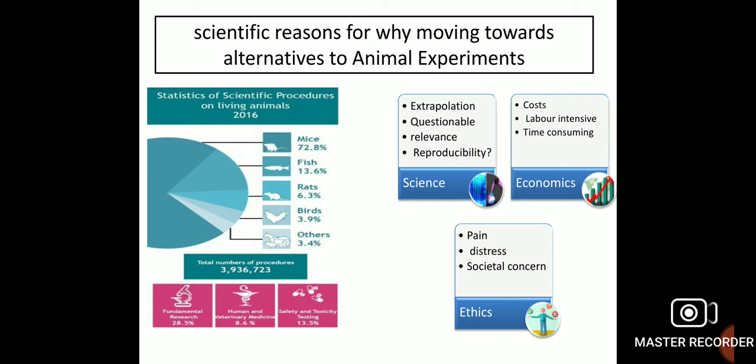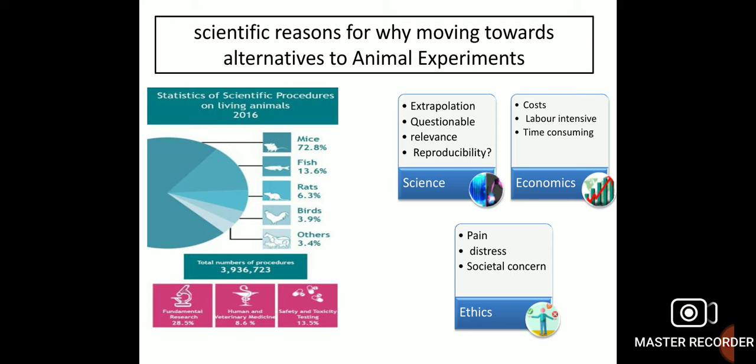Now we will see what the scientific reasons are for moving towards alternatives to animal experiments. In the left pie chart, we will see the percentage of animals used, that is mice, rat, fish, birds. These are used in different procedures. Around 72% are mice used in laboratory procedures for various purposes. So what are the reasons why we should find alternatives to animals? These are because of three main concerns, that is scientific, economic and ethical concerns.